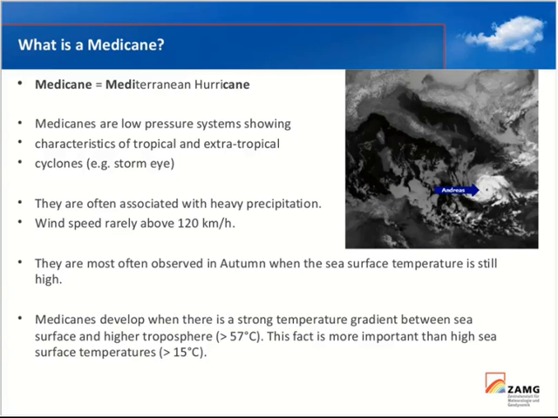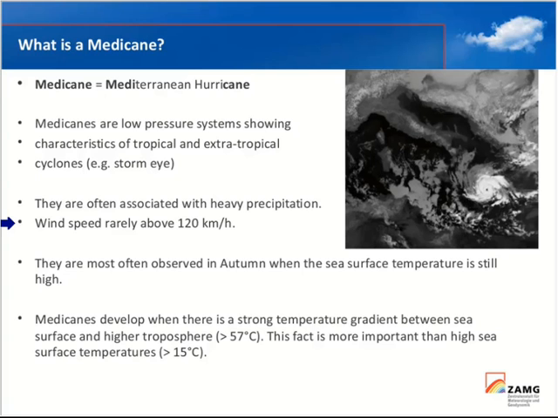I have listed here the differences, and yes, Medicanes are a low pressure system. Okay, that's similar to hurricanes. They are also low pressure systems. They have a storm eye. I have already shown it on the image. They are often associated with heavy precipitation in the Mediterranean region. This is similar to hurricanes, but the wind speed is different. We have rarely wind speeds in Medicanes which are above 120 kilometers per hour.